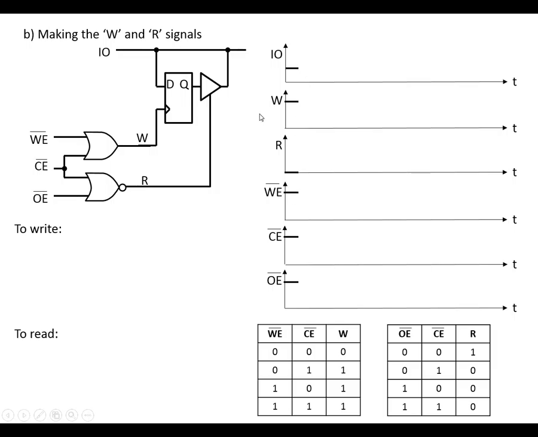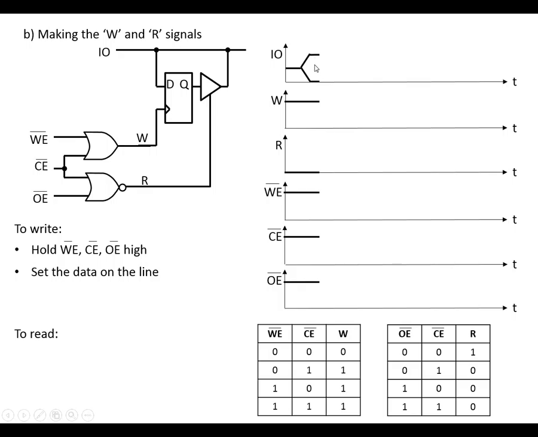So to write, first of all, we need to make sure that we've got write enable, chip enable, and output enable all high, which means, looking at the truth tables, write is going to be high and read is going to be low, as we had previously.